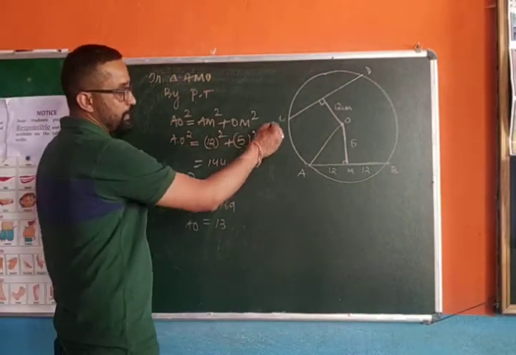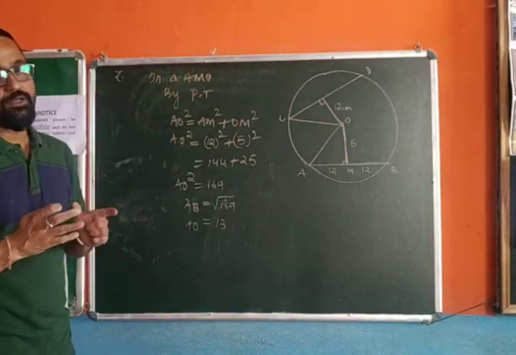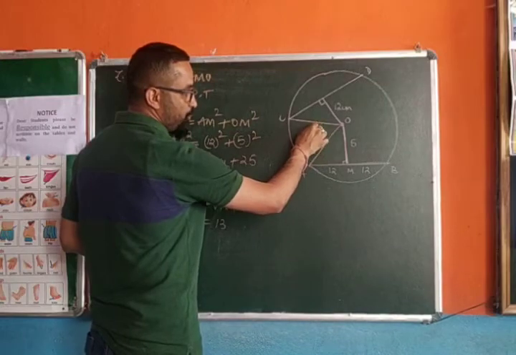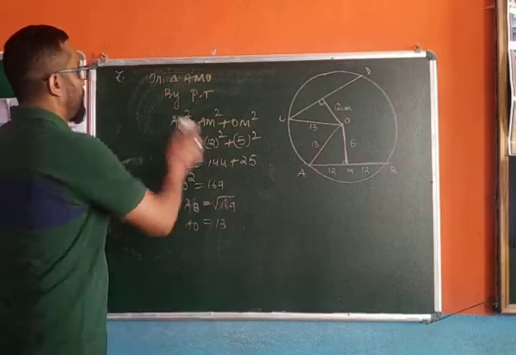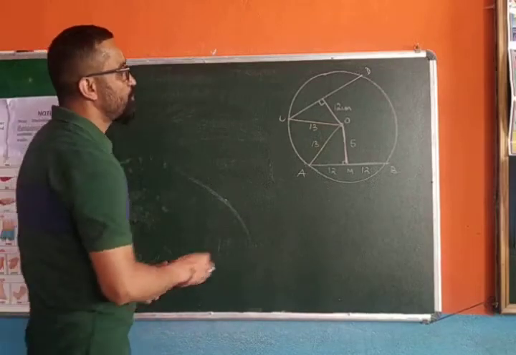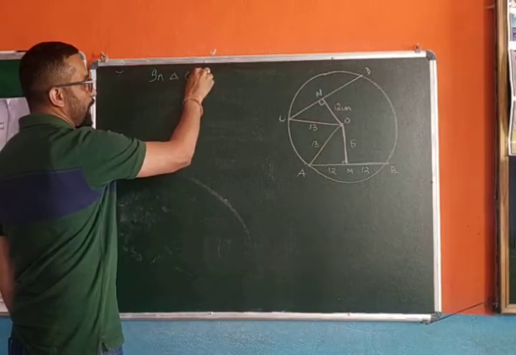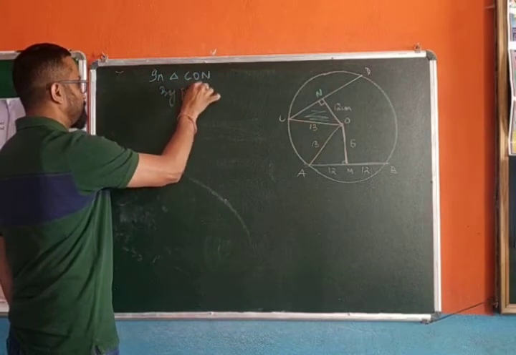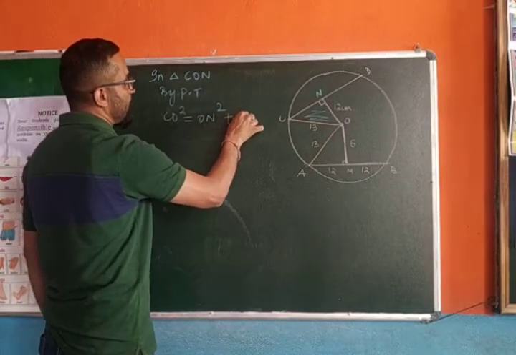Now what do we do for the second part? We join CO, and a circle has the same radii. So we got AO as 13, CO is a radius, so it will be 13. You have to calculate the length of the chord CD. So we form a triangle here. In triangle CON, it is a right angle triangle. By Pythagoras theorem, CO squared is equal to ON squared plus CN squared.